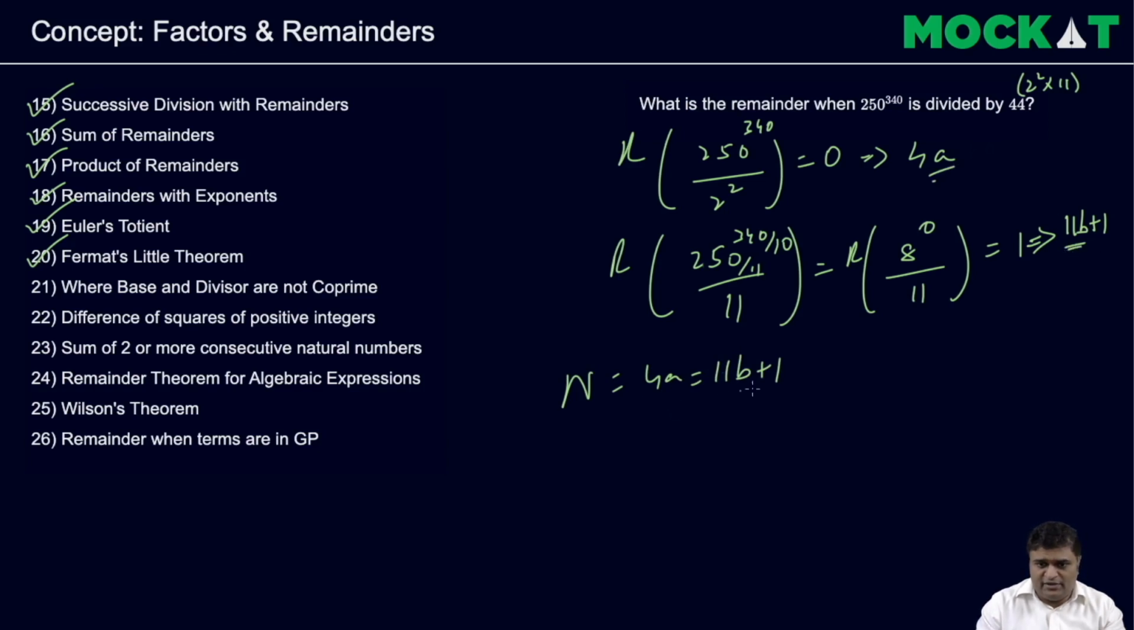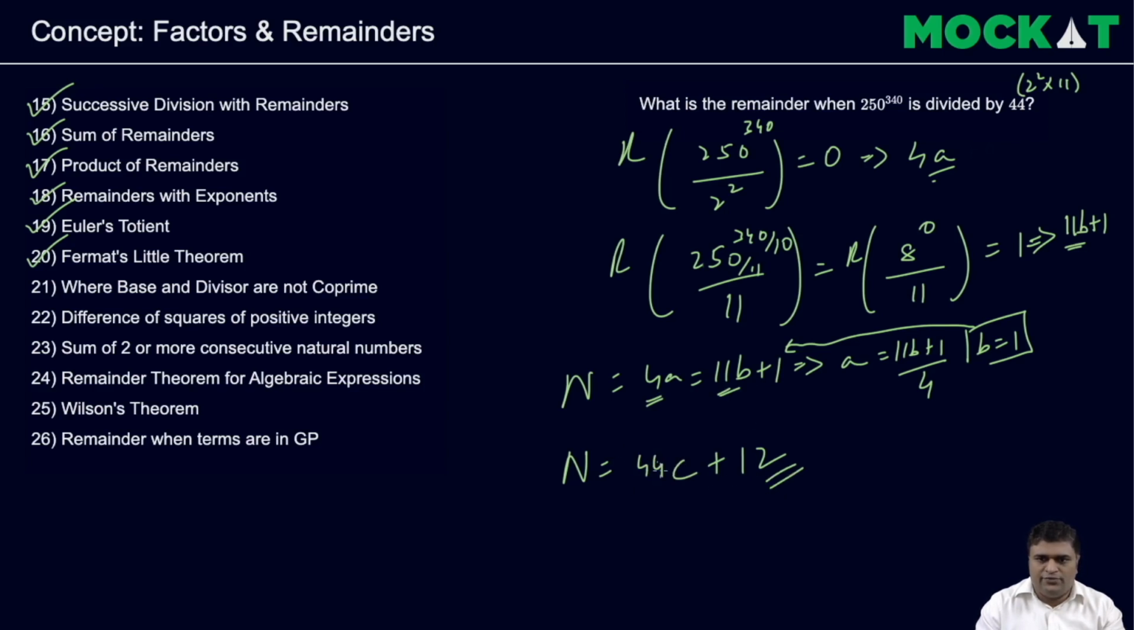Now we can apply Chinese remainder and try to find the smallest value which satisfies. So a over here is going to be 11b plus 1 by 4. In fact, you can directly note over here that b equals 1 is going to give you 12, which is perfectly divisible by 4. So b equals 1 has to be plugged into this, and you get n equals 12, a multiple of 4 that leaves a remainder of 1 when divided by 11. Now this number format is going to be the LCM of these two divisors, 4 and 11. So you get 44c plus 12. So 44c plus 12 when divided by 44 will leave a remainder of 12. So the answer over here is 12.